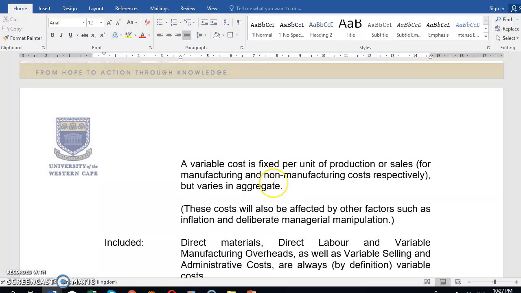Key thing to remember, a variable cost is fixed per unit. So if it costs me 5 Rand for a piece of material, that 5 Rand will be fixed for every amount of material I purchase. Okay. However, the 5 Rand will effectively be multiplied with the number of units I produce or sell. And because the units I produce or sell go up, this 5 Rand gets multiplied with that higher amount, and therefore that becomes variable.